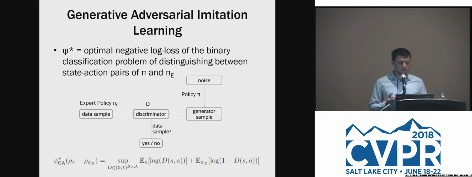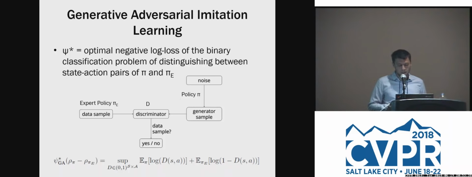You can see that this psi star basically corresponds to solving this classification problem, where you get to see states and actions produced by the expert. This is training data. You get to see states and actions produced by your policy while navigating the environment with it. You're training a discriminator that is trying to distinguish between true and fake samples, and the loss of that discriminator measures how close these two distributions are. Right? If they are perfectly identical, then the discriminator will have a very, very high loss, and so they will be very similar.